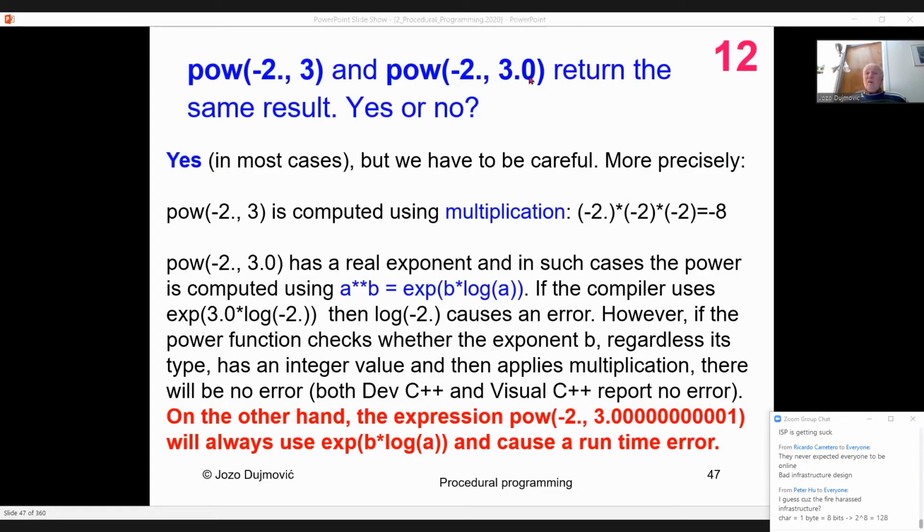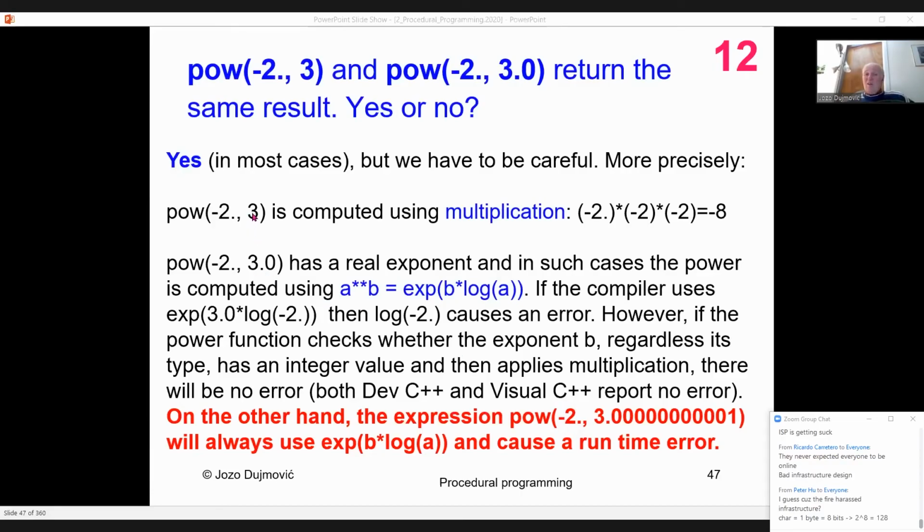The power function is interesting because if you have a real number, then power is computed as exponent of b times logarithm of a. So you have to be careful not to put here a base that is negative. If you have -2 to 3.0001, you're going to apply this formula, and the logarithm of -2 is going to explode because this is not defined. Logarithm is only for positive numbers.